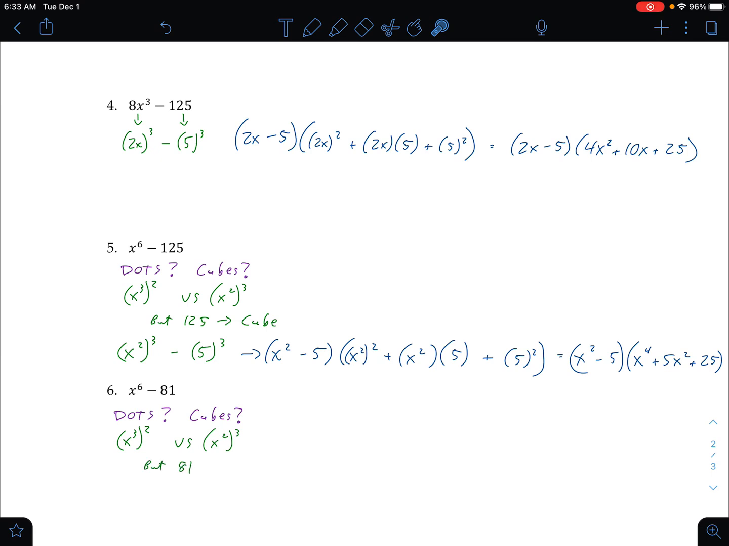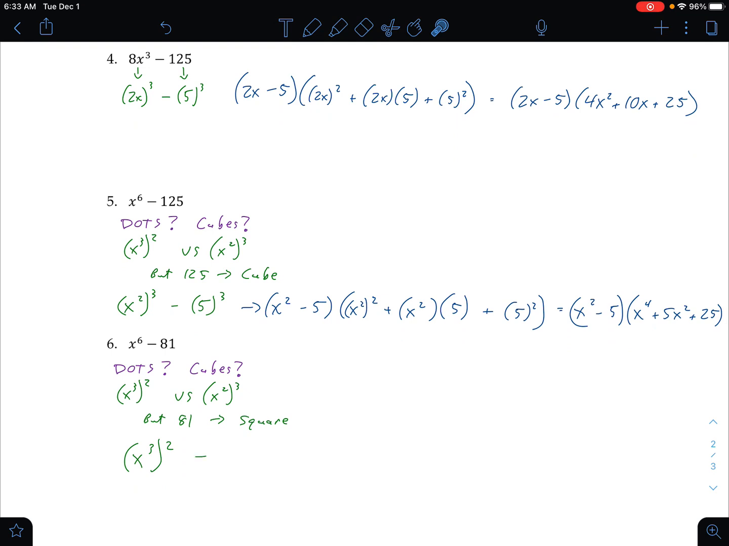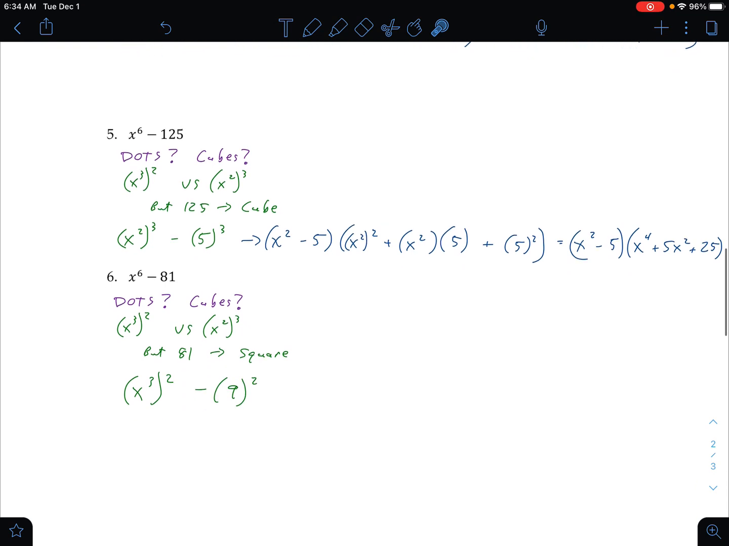I look at my 81, that's a perfect square. It's not a perfect cube. I can't even do the formula. So I'm going to just do regular difference of squares here. X to the 3rd squared and 9 squared. So that is very simple. 2 parentheses. X to the 3rd in both, 9 in both, one's plus, one's minus. And there's my answer there.